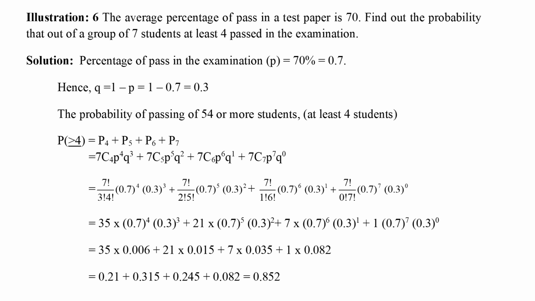In the same way as the previous calculation, it should be done. But in this problem the bases for P and Q are different, that is 0.7 and 0.3, hence the values should be calculated separately. P greater than or equal to 4 equals P4 plus P5 plus P6 plus P7 equals 0.21 plus 0.315 plus 0.245 plus 0.082 equals 0.852.